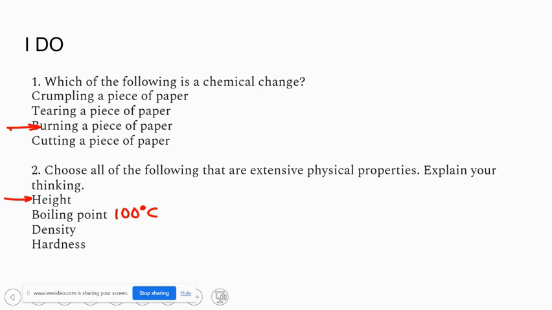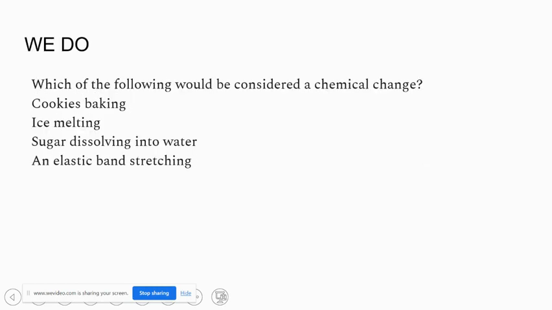And then hardness is the same way. It doesn't matter if I have this 1 inch thick or 5 inches thick, it's still going to be hard. It may be more brittle. I may be able to bend it more if I have less of it, but it's still going to be hard. All right, so see if you can work with the person next to you to determine these things, which would be considered a chemical change.